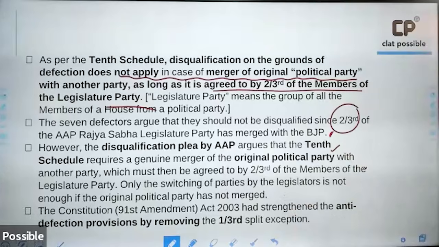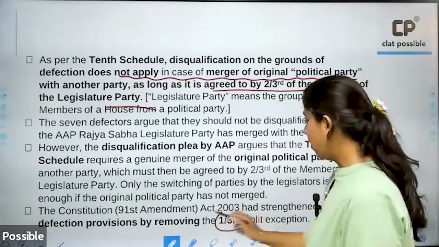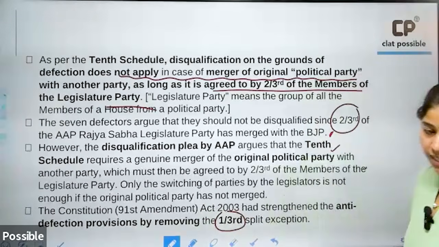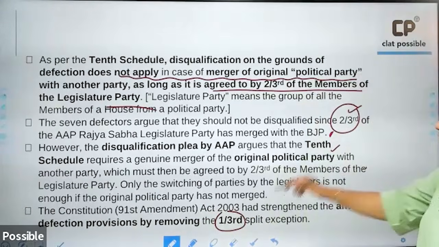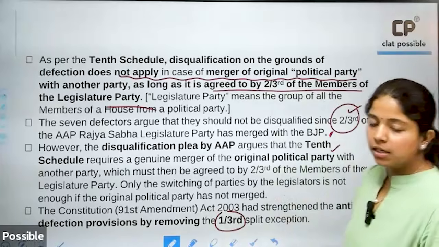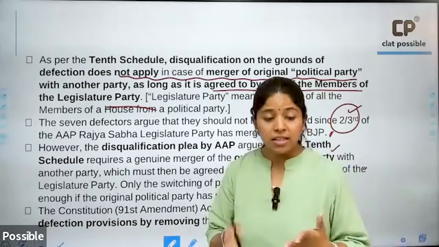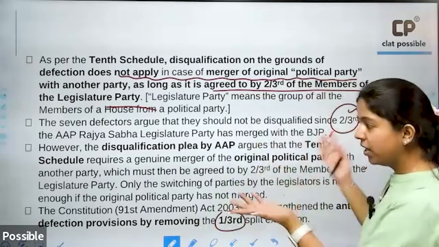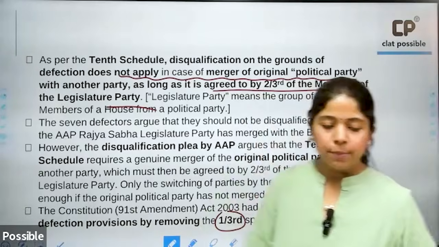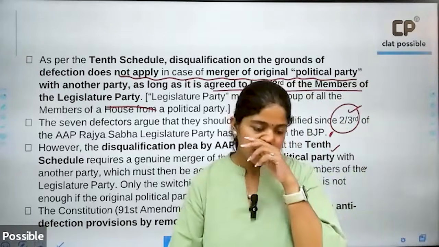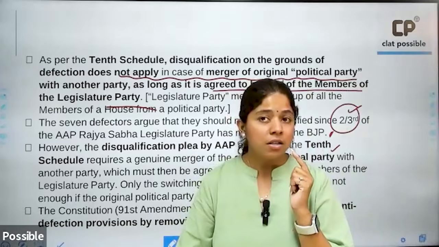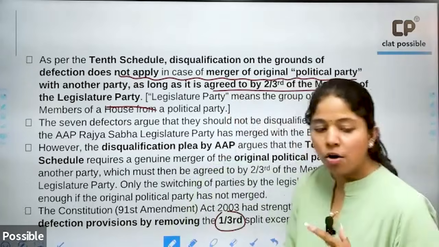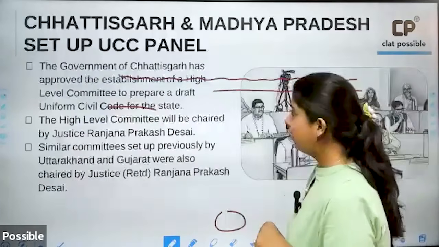The Constitution's 91st Amendment Act 2003 strengthened the anti-defection provisions by removing the 1/3 split exception. Initially it was 1/3, and now it has been strengthened so that 2/3 of the members should agree, not 1/3. So as of now, we are waiting. AAP people are still contemplating their entire move to seek disqualification of the 7 AAP MPs who have defected.